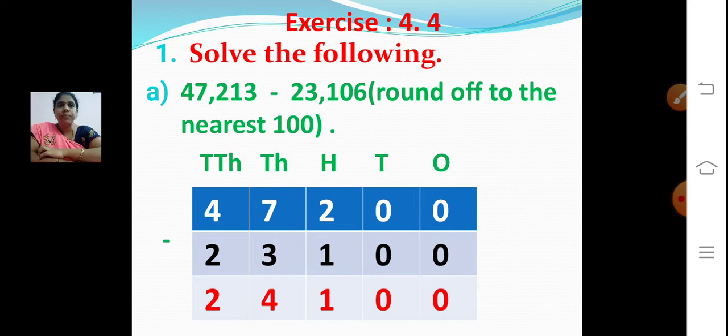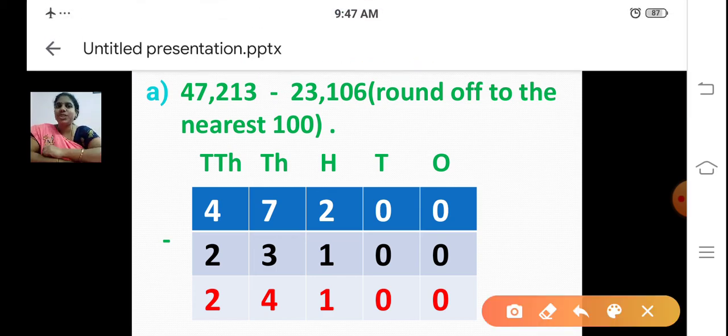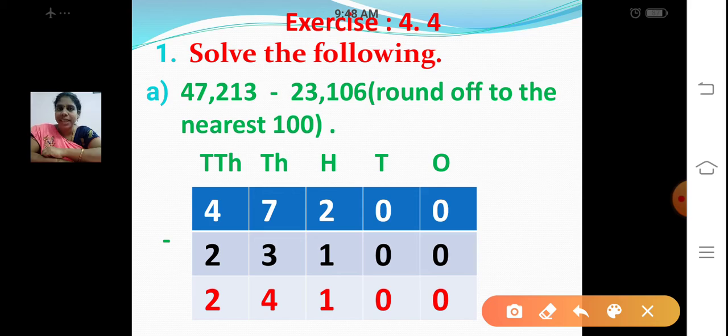Now, first example, exercise number 4.4, solve the following. First sum is, we are going to subtract 47,213 minus 23,106. What we have to do? Round off to the nearest 100. We have to round off these two numbers, the minuend and the subtrahend, to the nearest 100, right?